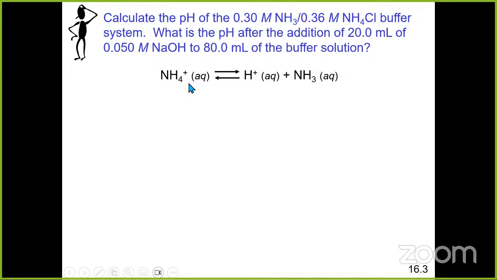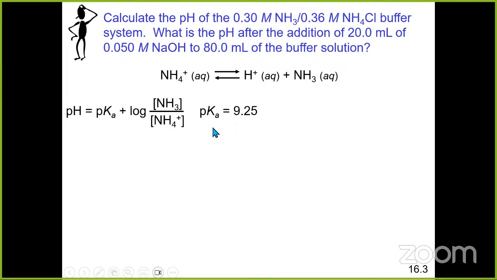So this is the equilibrium, which is relevant to this particular question. And basically what we need to do is find the pH using the Henderson-Hasselbalch equation that you have been introduced to last time. Just to remind you, the equation says that the pH is equal to the pKa of the weak acid involved plus the log of the conjugate base, or the base part of the buffer, divided by the concentration of the acid part of the buffer, which in this case would be the NH4+. So all you have to do is put the numbers in.